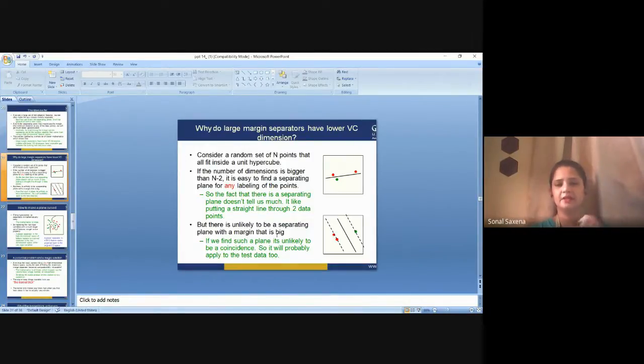Now, in that case, it's like putting a straight line through two data points, right? But there is unlikely to be a separating plane with a margin that is very big. So if we find such a plane, it is unlikely to be a coincidence. So it will probably apply to the test data too, right?